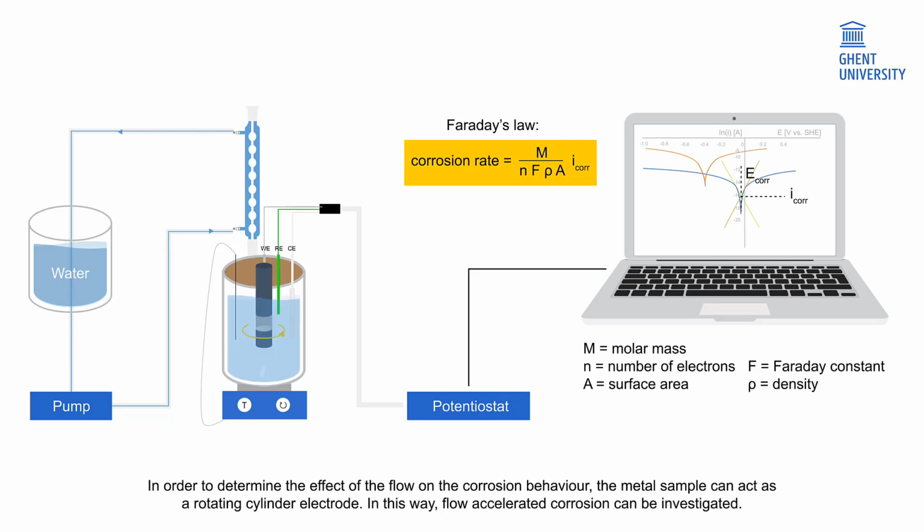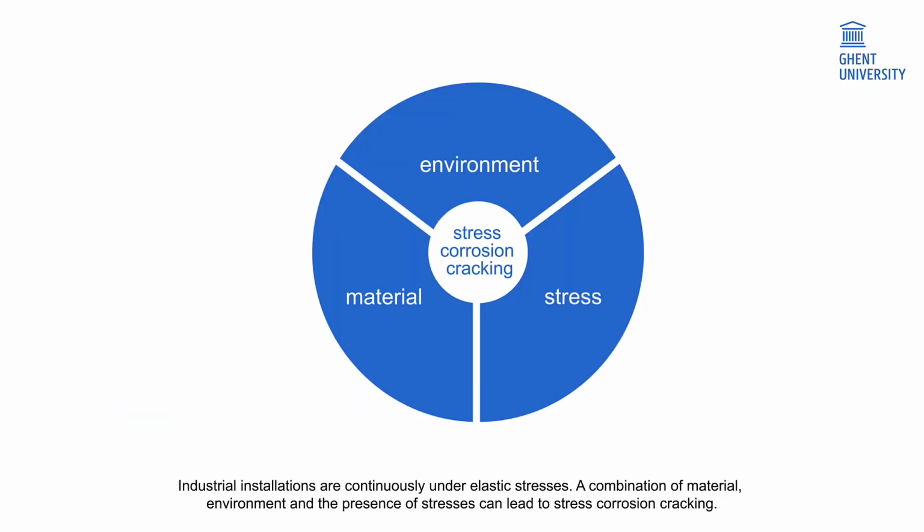In order to determine the effect of the flow on the corrosion behavior, the metal sample can act as a rotating cylinder electrode. In this way, flow-accelerated corrosion can be investigated. Industrial installations are continuously under elastic stresses. A combination of material, environment, and the presence of stresses can lead to stress corrosion cracking.